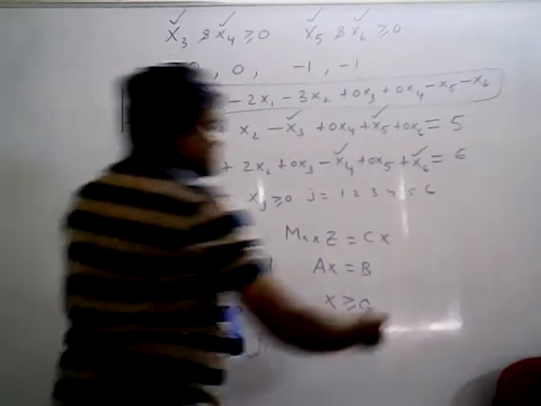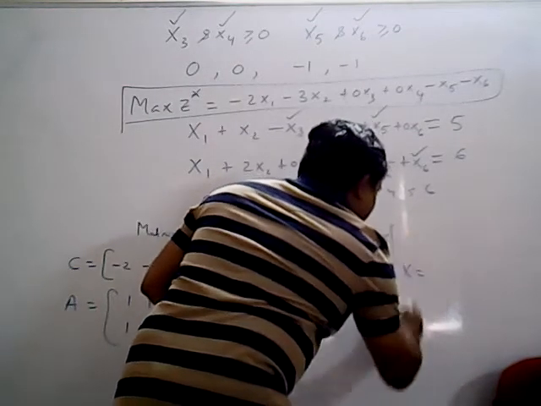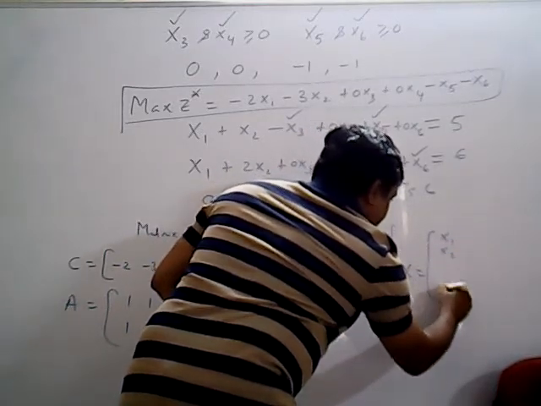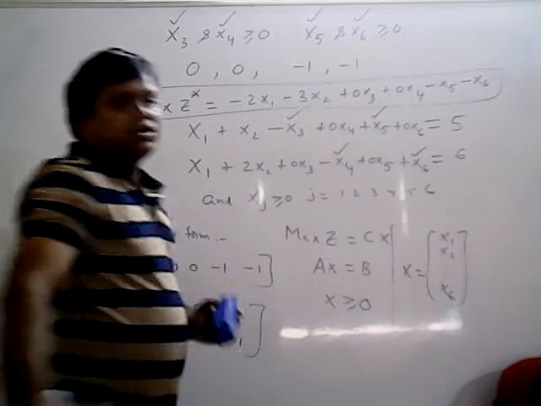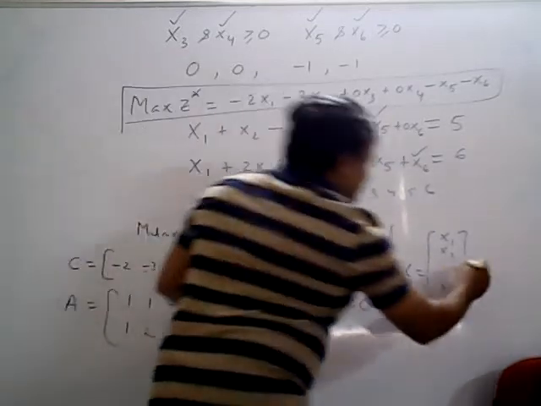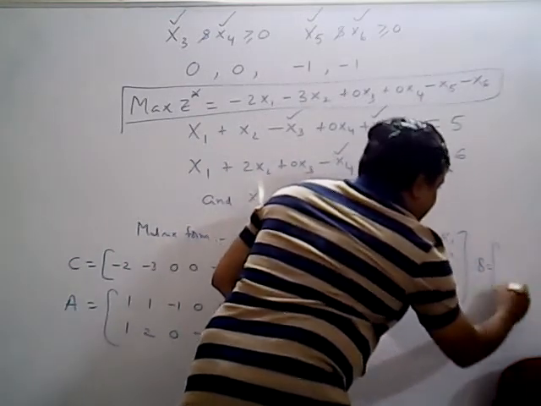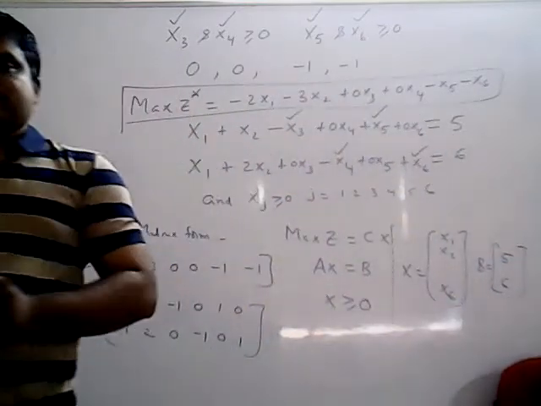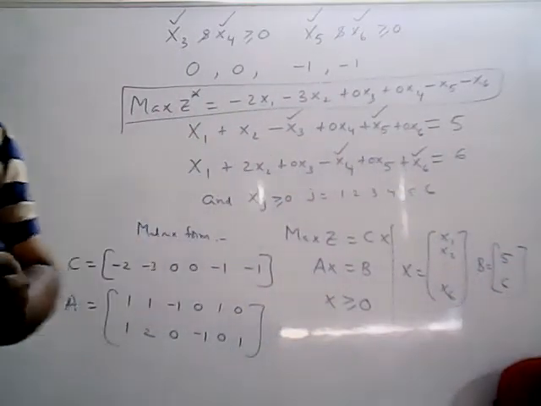Next X. What is the X matrix? X equal to x1, x2, and so on up to x6. And what is the B matrix? Last one is the B matrix. The B matrix is 5, 6.